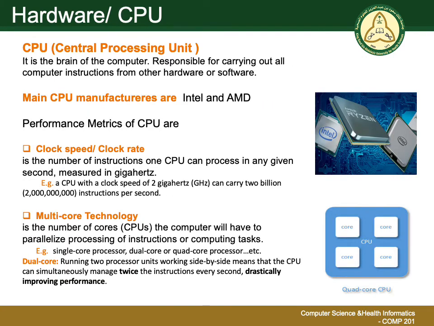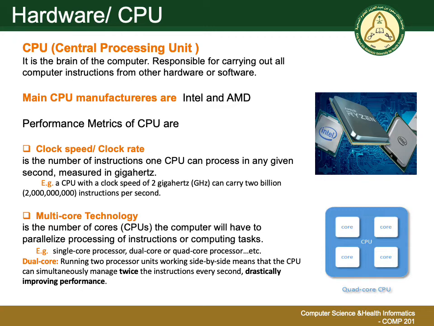Okay, now after talking about the input devices and the output devices, here we come to the brain of the computer, and we mean the CPU, Central Processing Unit. Why do we call it the brain of the computer? Because it's responsible for carrying out all computer instructions from other hardware or software. If you remember at the beginning of this lecture, I think in slide 4 or 5, when we defined the word computer, we said it is about input, processing, and output.